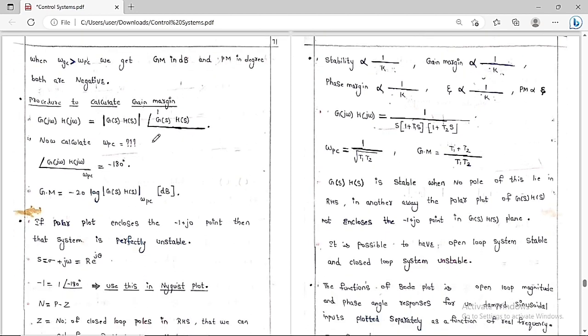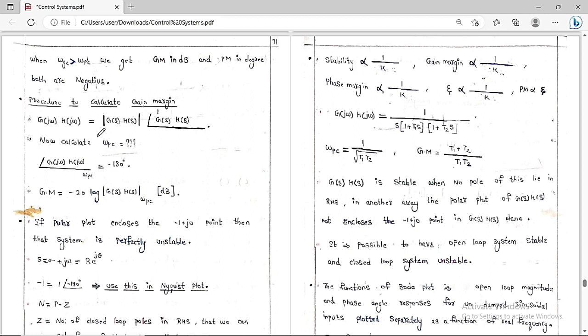Now the next point is, what is the procedure to calculate the gain margin? I am going to tell you the actual procedure to calculate the gain margin. G of j omega H of j omega is equal to the magnitude of G(s)H(s) with phase angle of G(s)H(s). Basically, you can see G(s)H(s) is a complex value, so we have the magnitude as well as the phase angle.